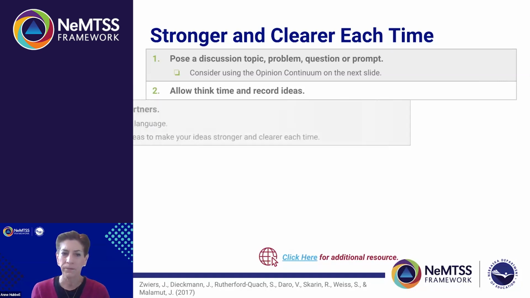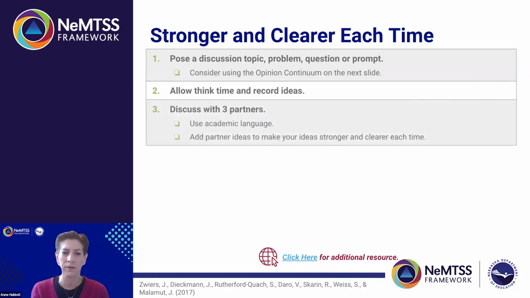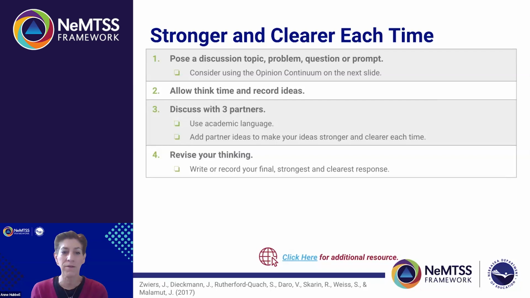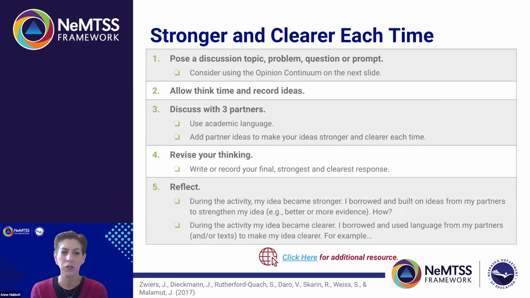In step 3, students will discuss with partners and defend their ideas, recording the ideas of their partners that help to make their position stronger and clearer. In step 4, students can revise their thinking. Finally, for step 5, or the last step, students reflect on the process and how their ideas got stronger and clearer each time. For extensions of this activity, Strategic Education Research Partnership has provided a number of examples that we have linked on the screen below as an additional resource.